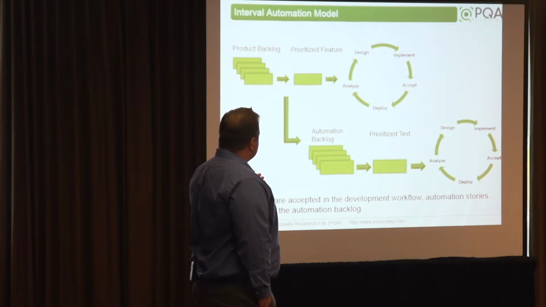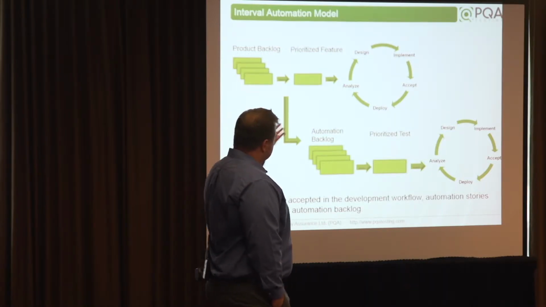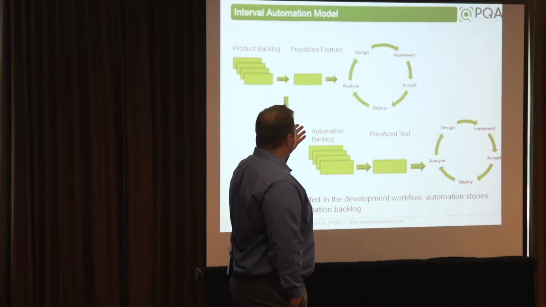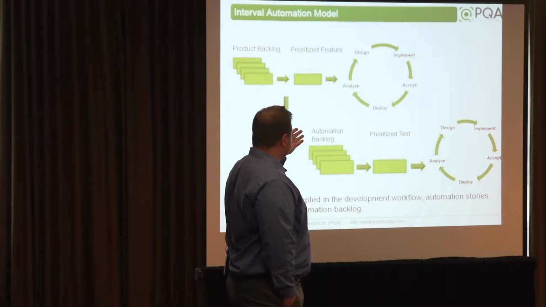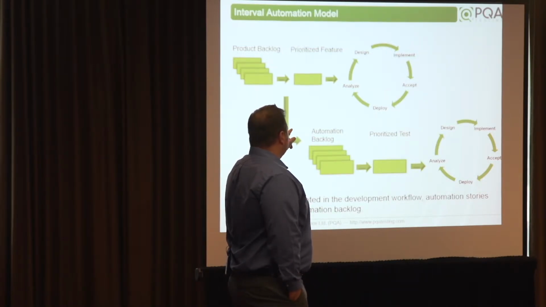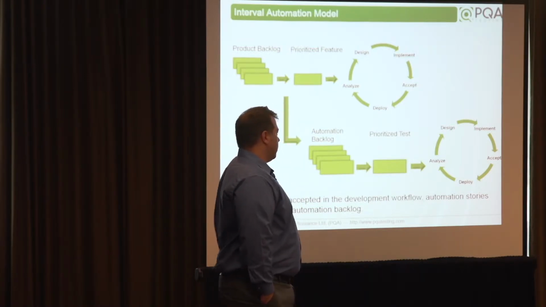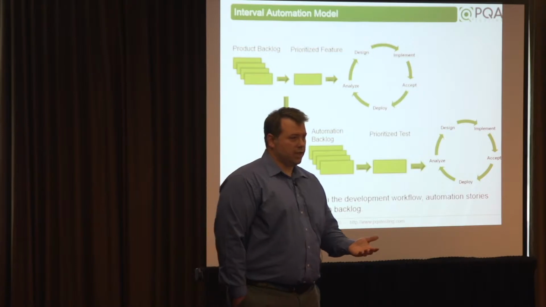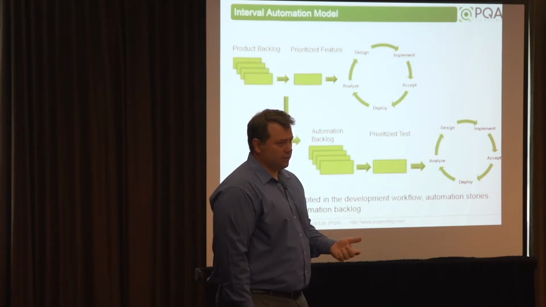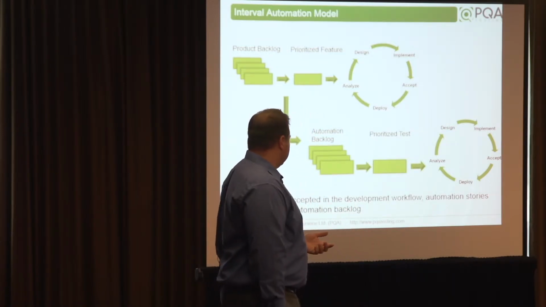So what that looks like in practice is in the workflow above, it's a typical Agile workflow. Prioritized features that are completed then get moved into an automation backlog. They're prioritized again and then pulled into a sprint where the automated tests are developed.